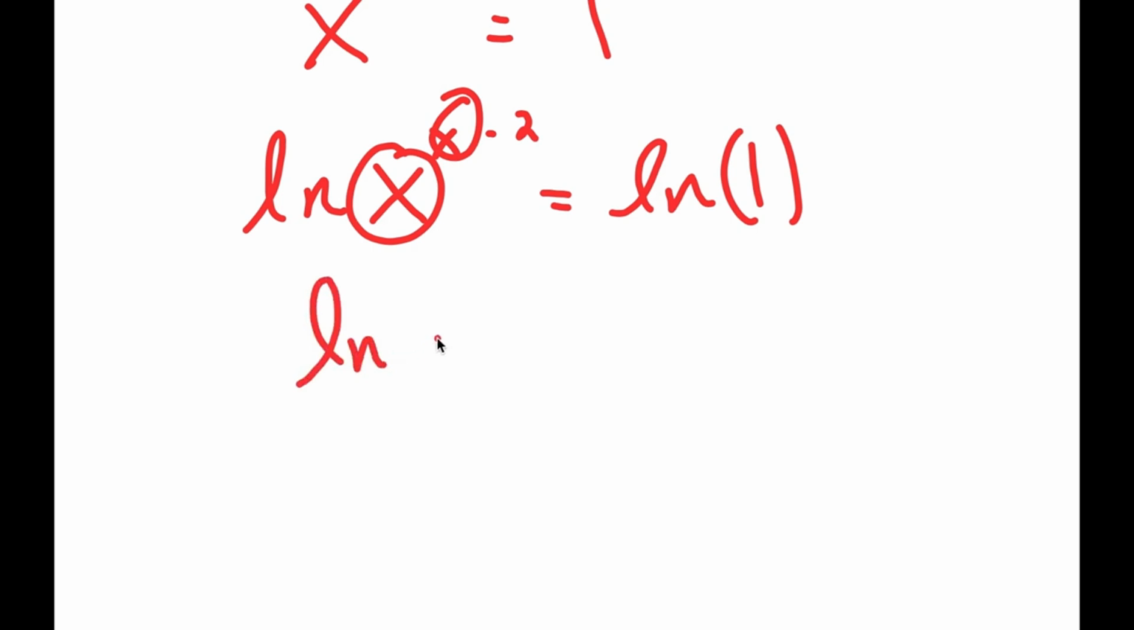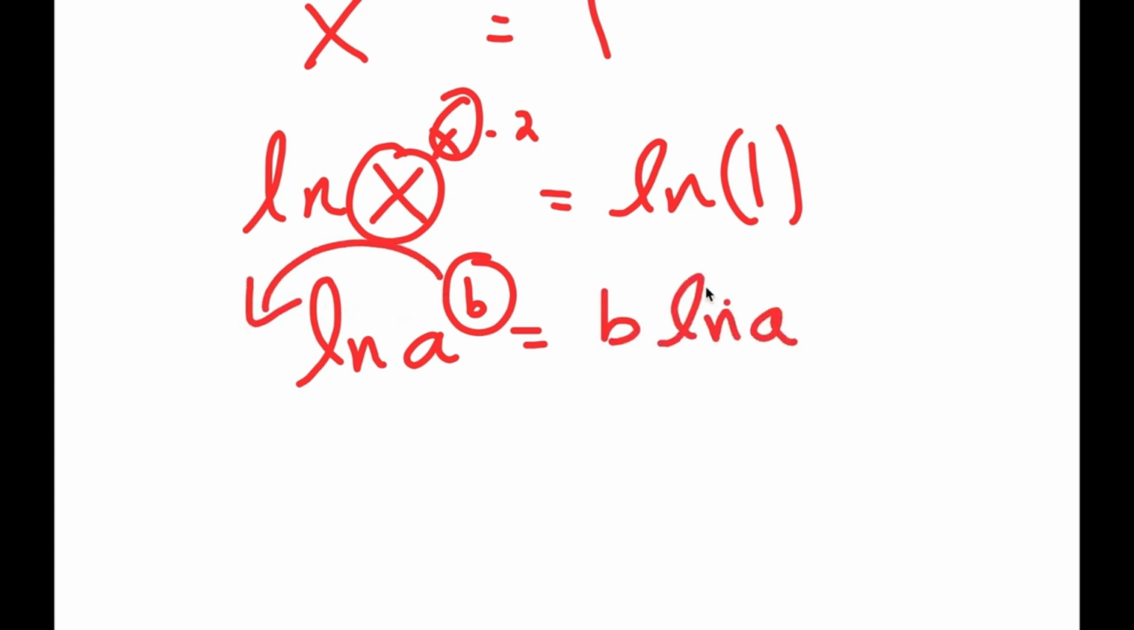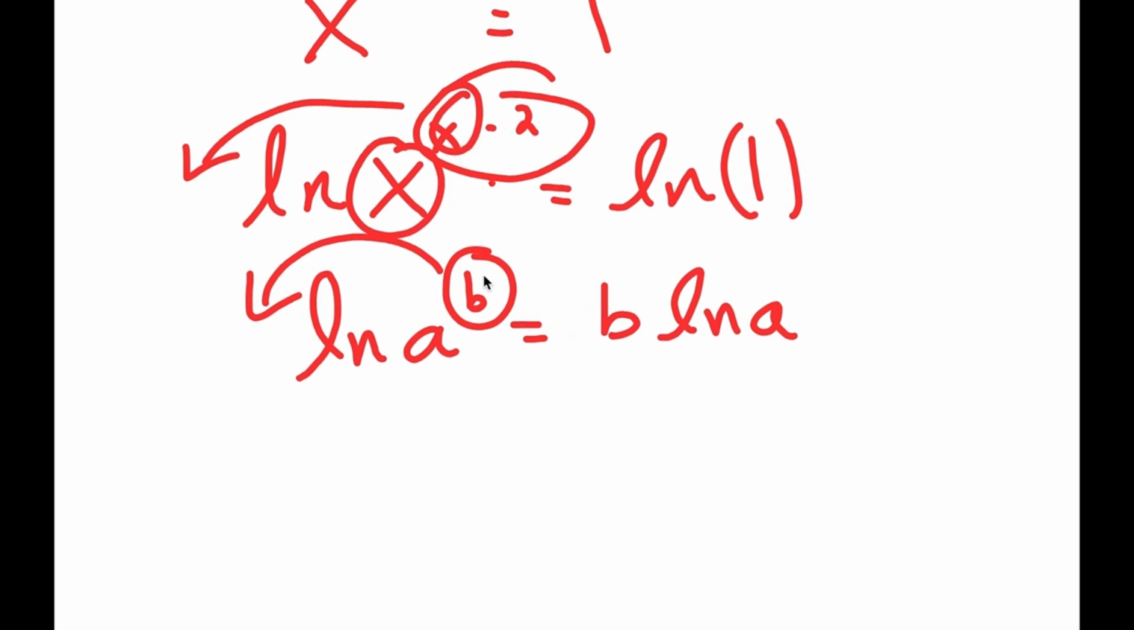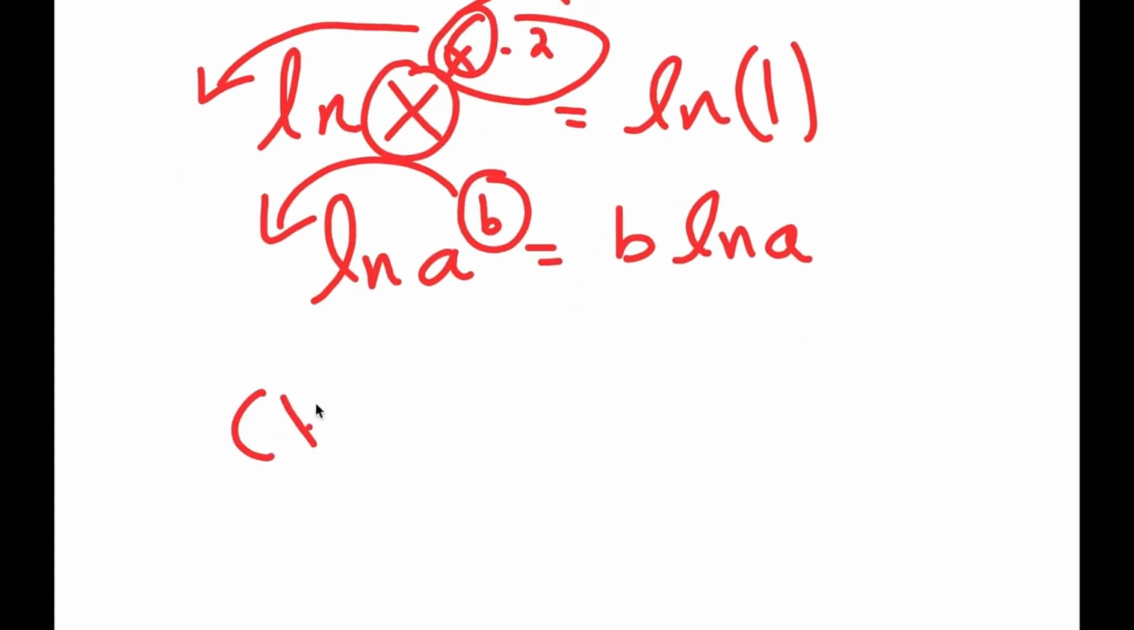And if I have something in the form ln of a to the power of b, I can move b to the front. So this is going to equal b times ln a. So over here, I have ln of x to the power of x minus 2, and I can move x minus 2 to the front. So then x becomes a normal term, which makes it much easier for us to solve for the value of x. So if I move x minus 2 to the front, I get x minus 2 times ln x is equal to ln 1.